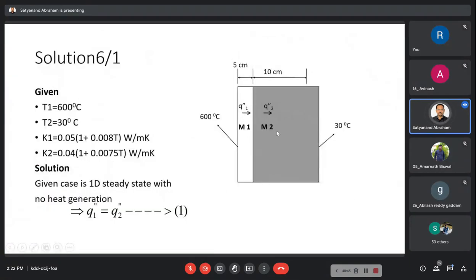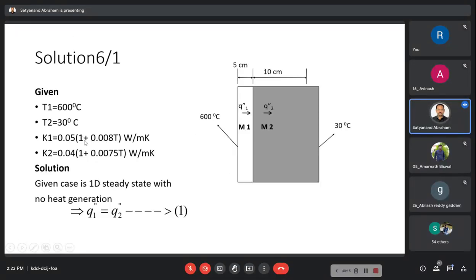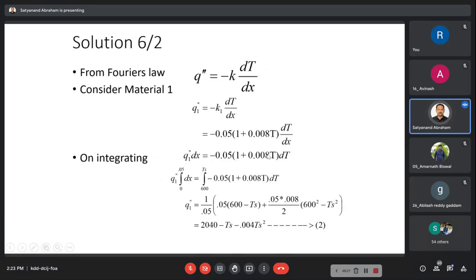M1 and M2. Since there is no heat generation, the heat flux is going to be the same throughout. Whatever the heat flux through material one should be the same as that through the other, because the cross-sectional areas are the same. If you see Q1 separately, we write Q1 as minus K1 dT by dx, but K again is a function of temperature. K is given as 0.05 into 1 plus 0.0080 T, where T is the temperature.